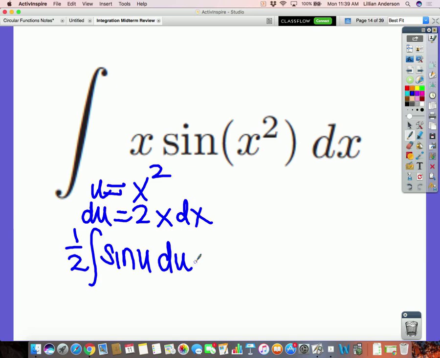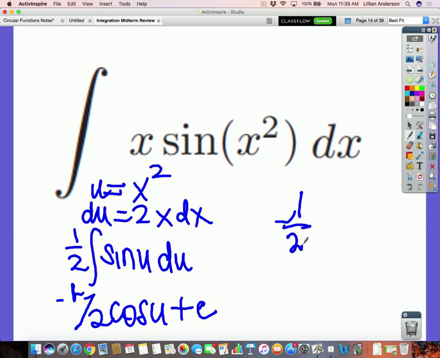So the antiderivative of sine is a negative cosine. So this becomes negative 1/2 cosine of u plus c. And so then you will plug u back in for your final answer of negative 1/2. That's the derivative.